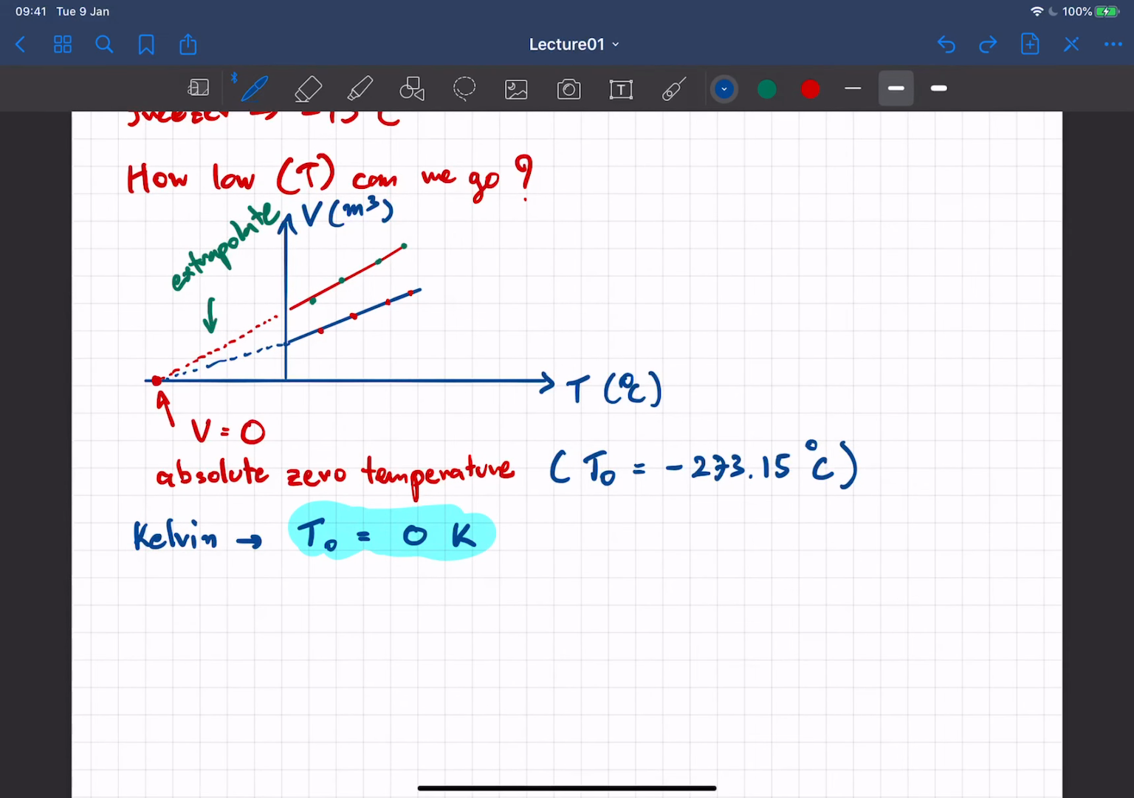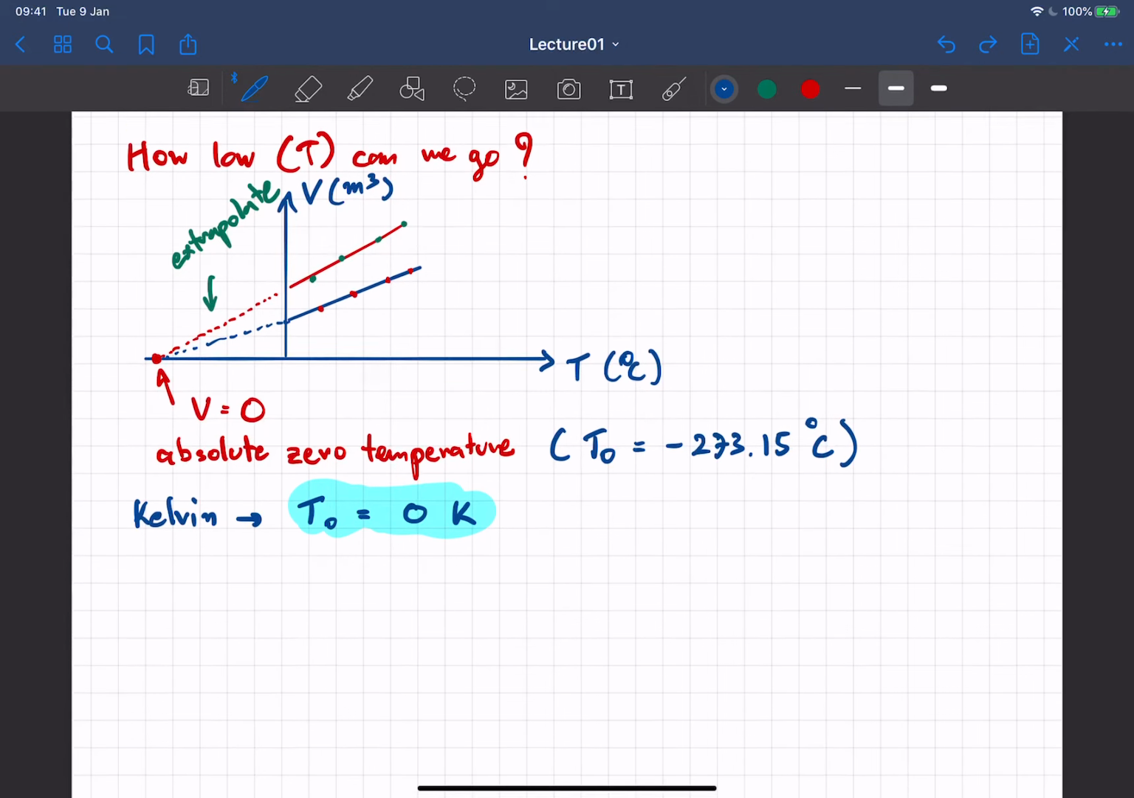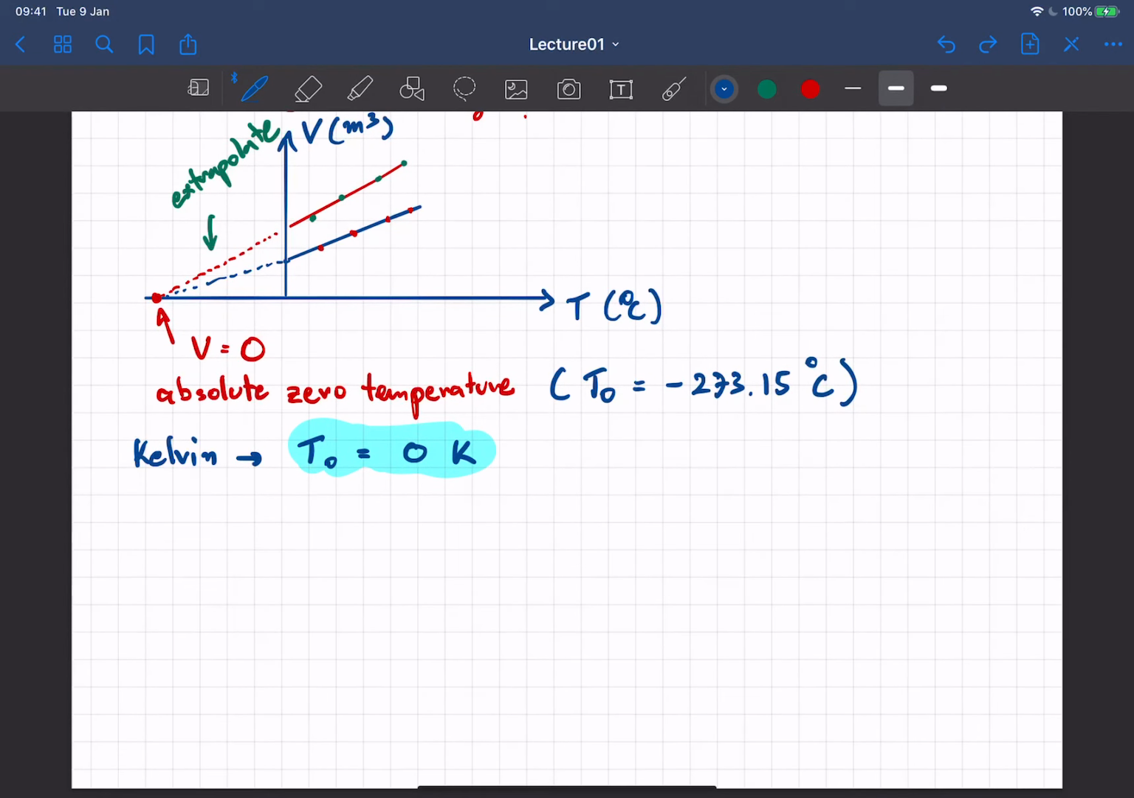To change from Celsius to Kelvin, you just need to add or subtract this number. So we have a really simple formula if you want to remember this. T in Kelvin equals T in degrees Celsius plus 273.15. And one thing I want to tell you, just so you know, is that when we talk about Celsius, we say degrees Celsius.